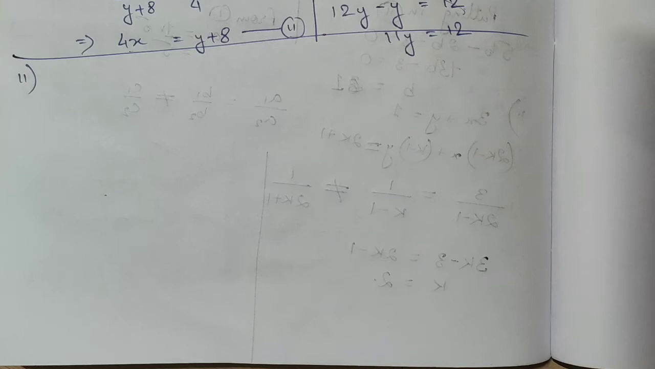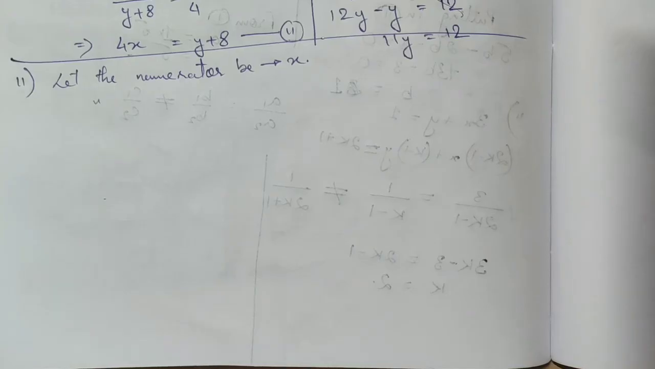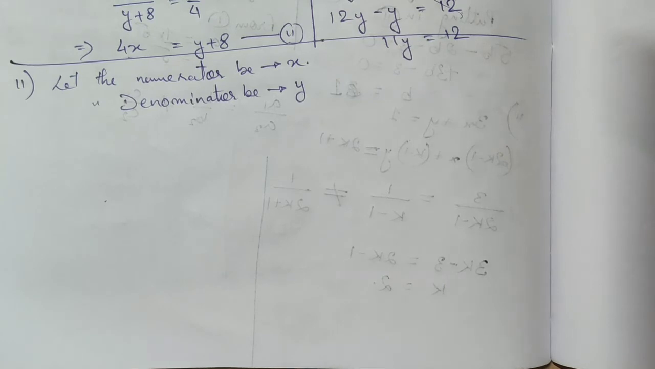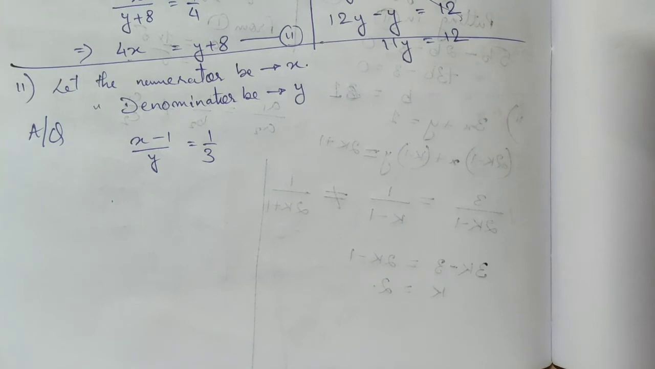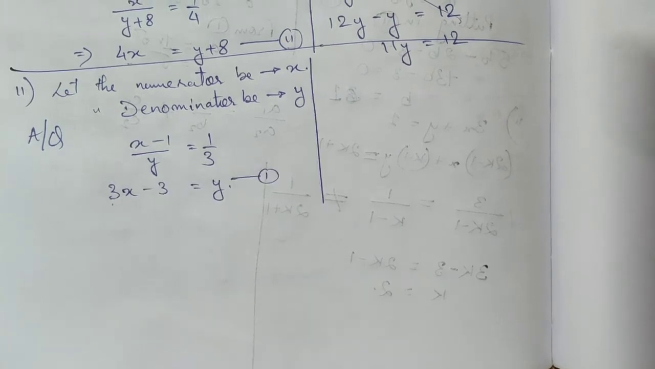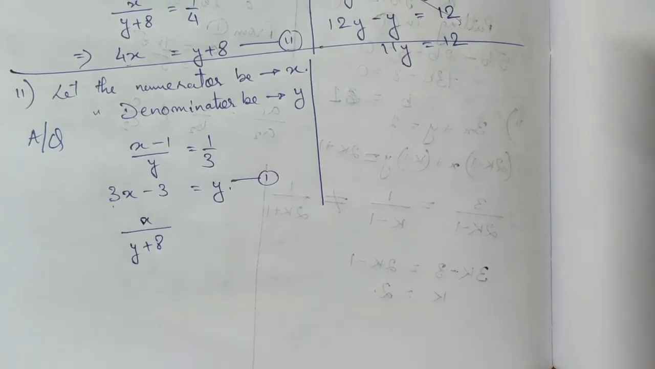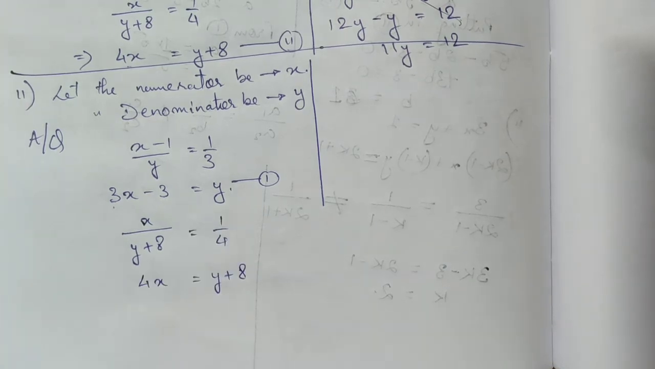Now moving on to the next part, in which if the numerator is subtracted with 1, then the fraction becomes 1 by 3. So this is our first equation. Okay. Similarly, the second equation tells that if we add 8 to the denominator, then we get 1 by 4. So this is our second equation, which can be written as 2. Okay. Now we can use here substitution method or elimination method, both.